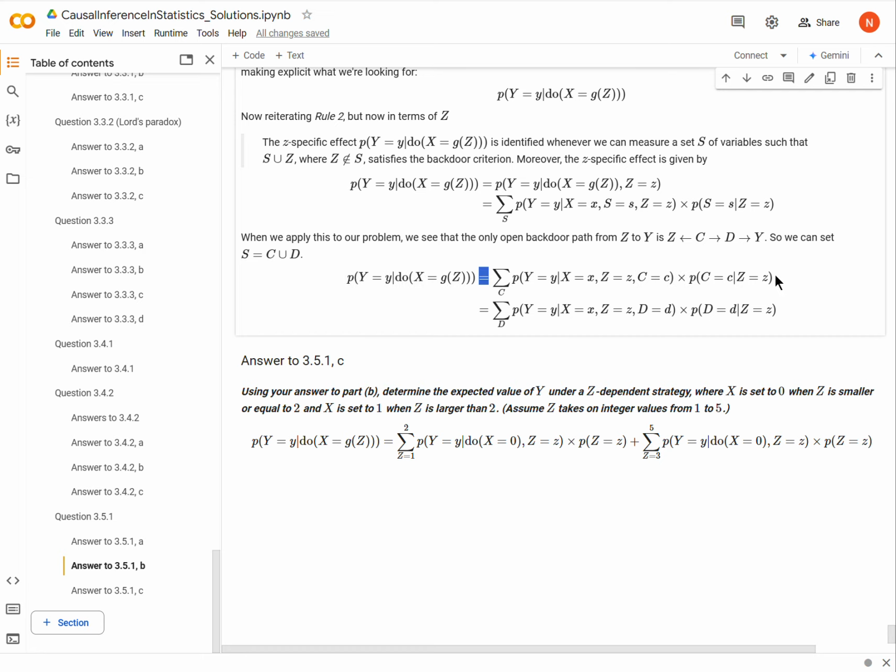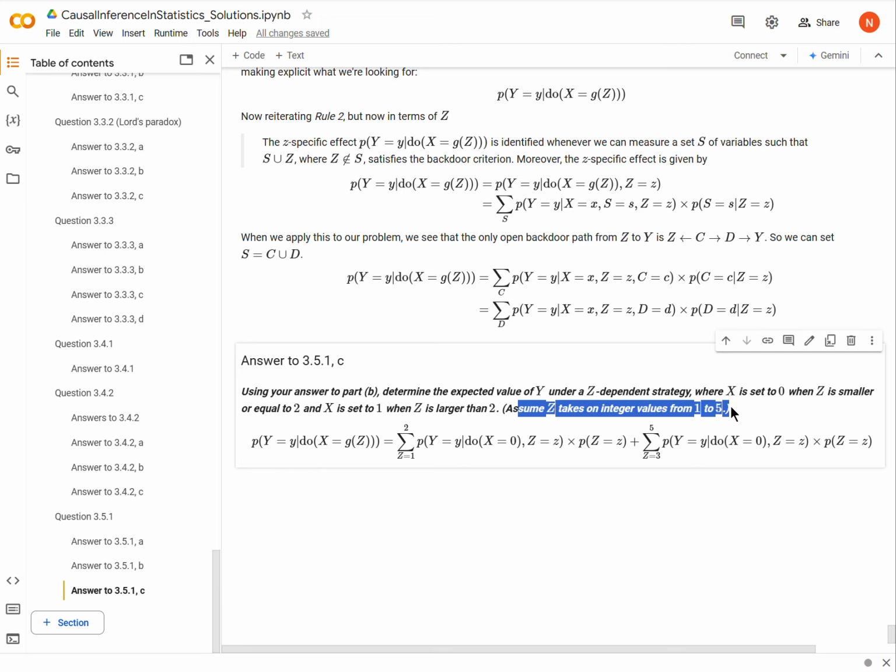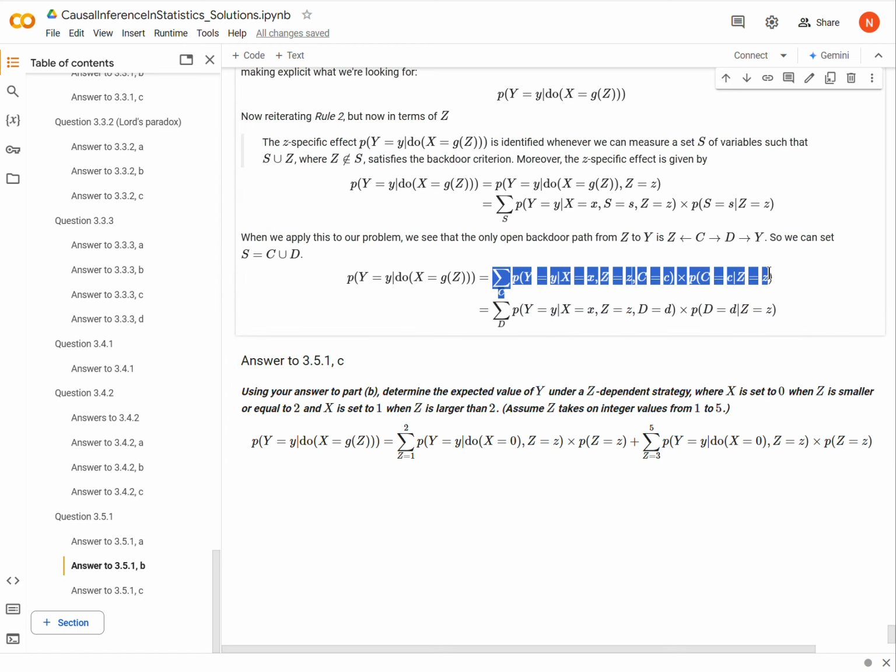I'm going to use this top answer, conditioning on c, to determine the expected value of y under a z-dependent strategy, where x is 0 when z is smaller than or equal to 2, and x is set to 1 if z is larger than 2. We're assuming that z can take on integer values from 1 to 5. So, like I said, I'm going to use this expression right here.